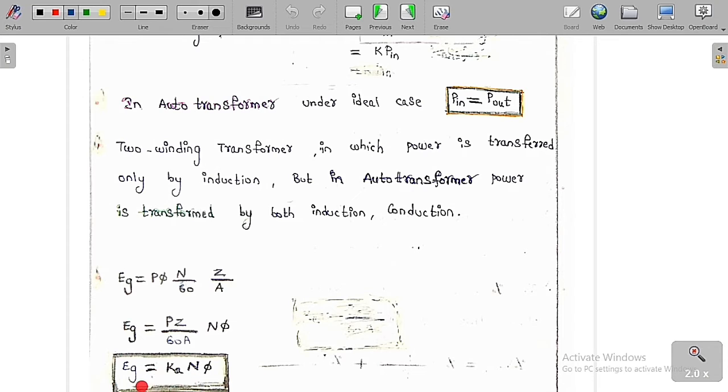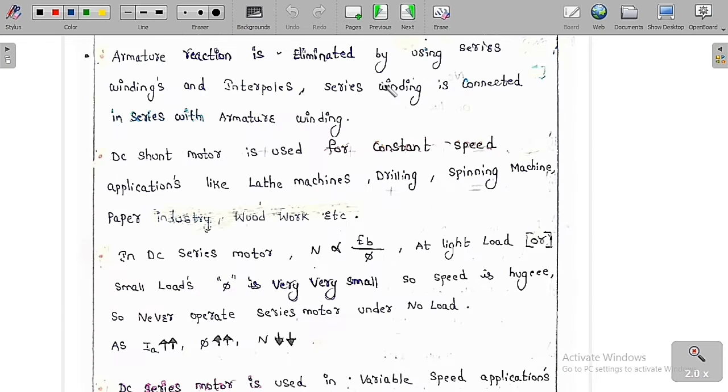Therefore, the EMF generated is directly proportional to the speed of the shaft and also the flux per pole. So E is directly proportional to N times φ, where N is the speed of rotation of the shaft and φ is the flux per pole.